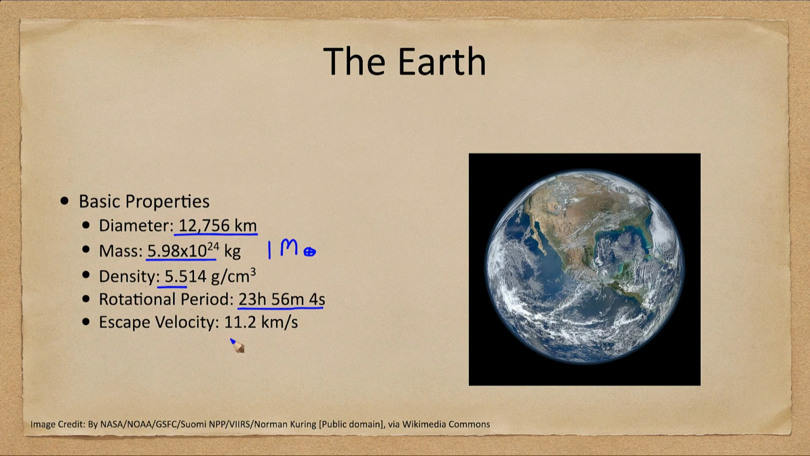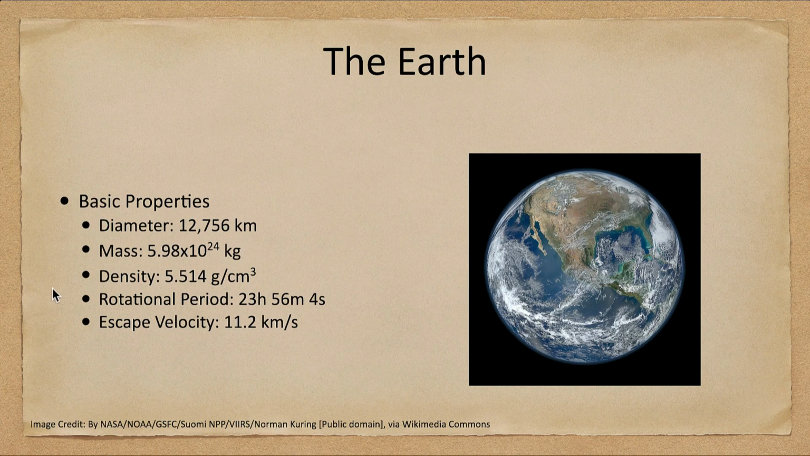And it has an escape velocity of 11 kilometers per second. So without an atmosphere, if you could send something up at 11.2 kilometers per second, it would be able to escape from Earth's gravitational well and head out into interplanetary space. That does not mean, again, it escapes Earth's gravity. Gravity would always pull on it.